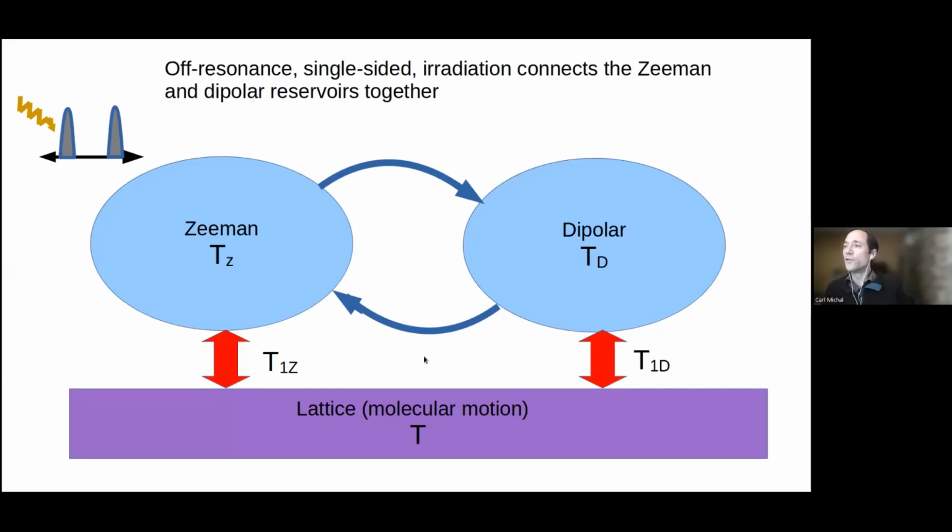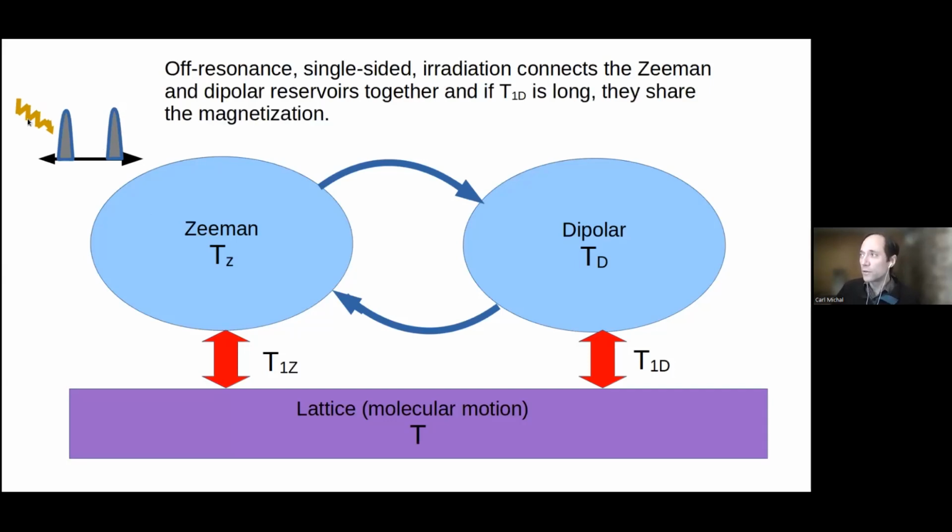Now, normally those two reservoirs don't talk to each other directly, but when an off-resonance excitation is applied, one effect of that is to have these two subsystems communicate with each other. And so when you apply this off-resonance excitation, as you do in the magnetization transfer experiment, magnetization flows basically from the Zeeman reservoir to the dipolar reservoir and back again. However, if T1D is long, they will share the magnetization. The two pools will share the magnetization.